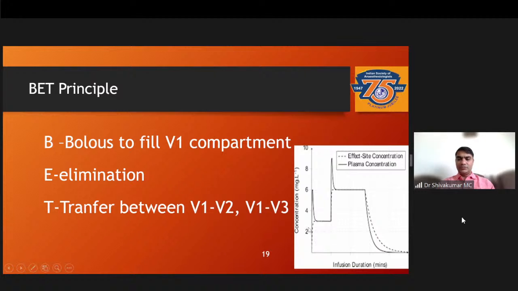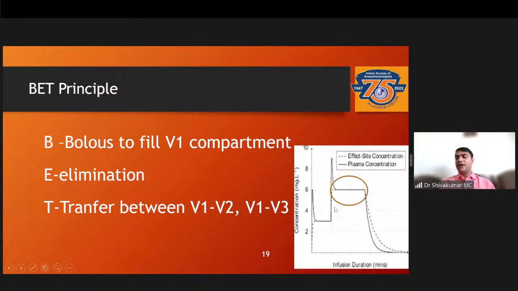Initially, suppose you have set an effect site target of 3 microgram. You see there is an overshoot of the plasma concentration followed by a steady state level. Then again, you have increased the effect site target to 6 microgram. Then there is an overshoot of the plasma concentration. Again, it will reach an equilibrium between the plasma concentration and effect site target concentration. Then when you stop the drug, both the plasma concentration and the effect site concentration come down. This is how effect site targeting works.